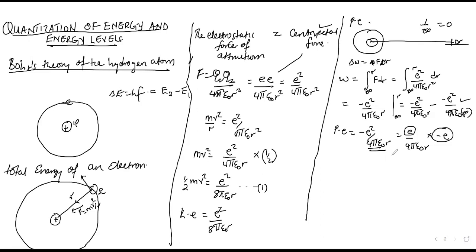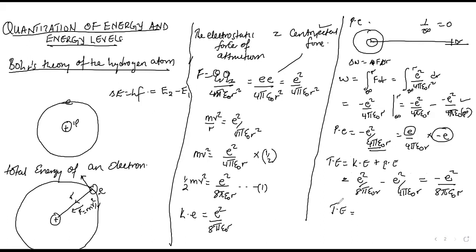And according to the notes I'm going to send you, the derivation is not there, so you will take the screenshot. So finally, total energy will become kinetic energy plus potential energy, which will give e squared all over 8 pi epsilon r minus e squared all over 4 pi epsilon r. And in totality, this gives me a negative e squared all over 8 pi epsilon r. So total energy of an electron is always capital E, which is given by a negative e squared all over 8 pi epsilon r.